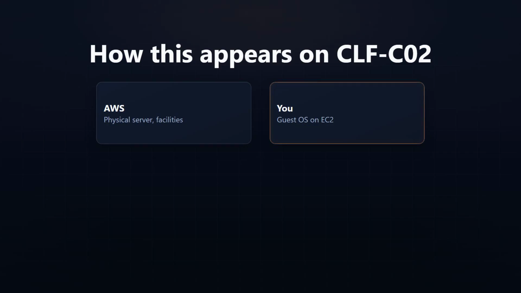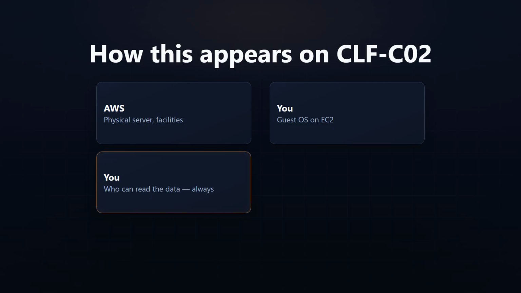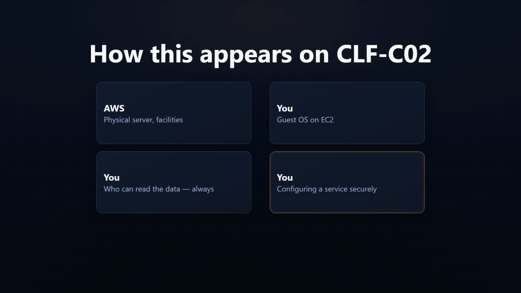On the exam, these questions are direct. Patching the physical server in the data center is always AWS. Patching the guest operating system on your EC2 instance is you. Deciding who can read a file is always you on every service. And configuring a service securely is you as well. When you're unsure, ask whether the task is about the infrastructure itself or about what you put on it.